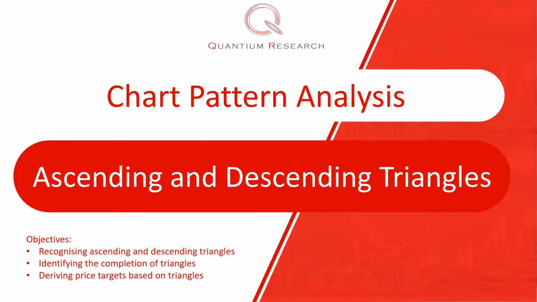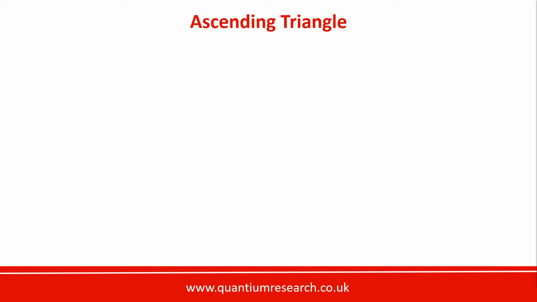In this video, we're going to be looking at ascending and descending triangles. Some of the objectives that will be discussed include recognizing these triangles, identifying the completion of those triangles, and deriving price targets based on triangles, including our minimum projections and our equality projections. We'll be using 1-to-1s and 2-to-1s also.